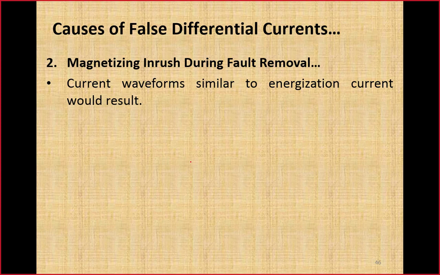So the nature of this inrush current is the same as at the time of energization of the transformer, meaning that current exists only in one winding. So chances are there that a differential relay may trip due to this inrush current.